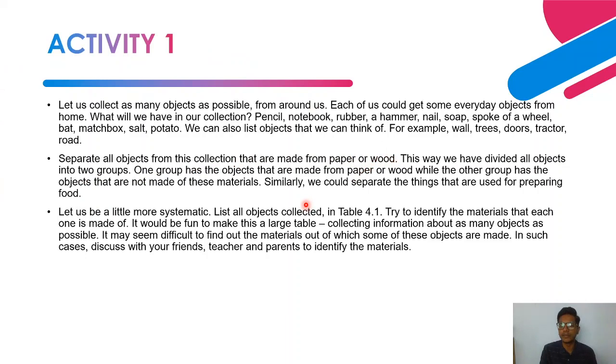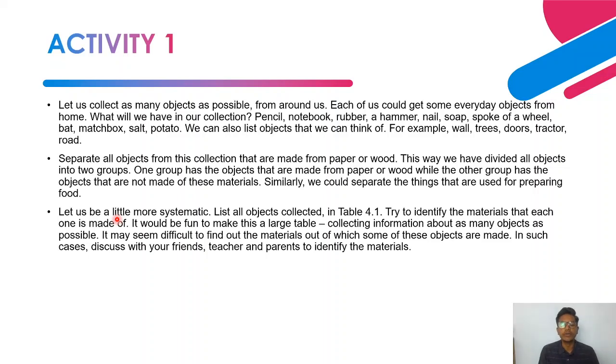Similarly, we could separate the things that are used for preparing food. Cooking utensils, different vegetables, can be categorized as the objects which are used for preparing food. Let us be a little more systematic. List all the objects collected in table number 4.1. Try to identify the materials that each one is made of. It would be fun to make this a large table.